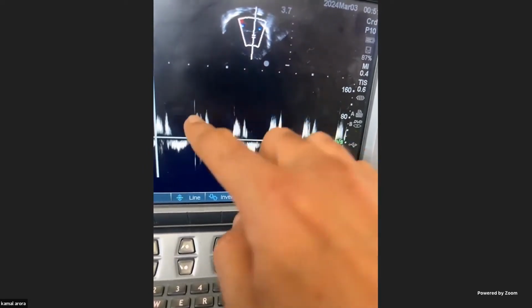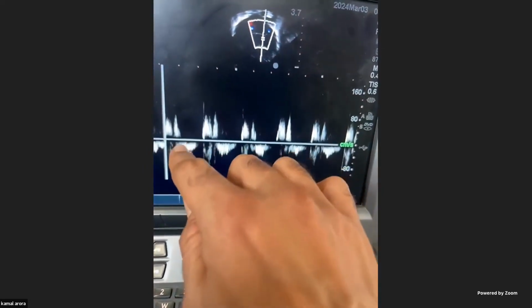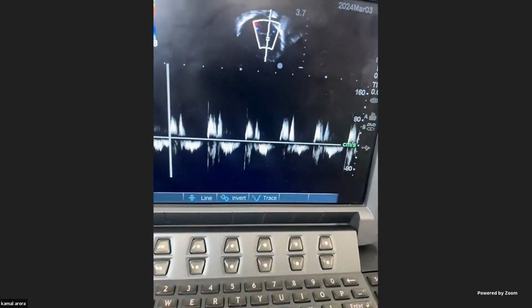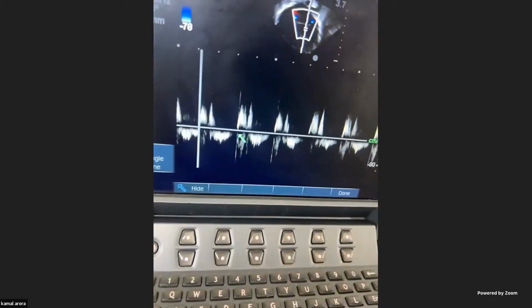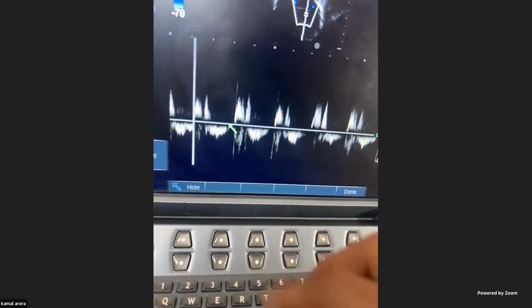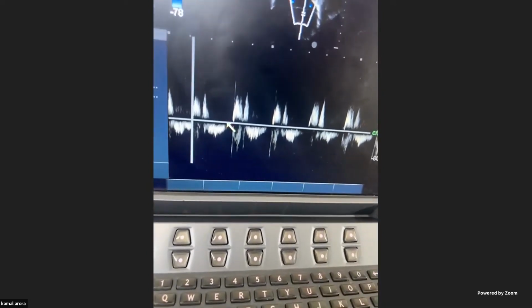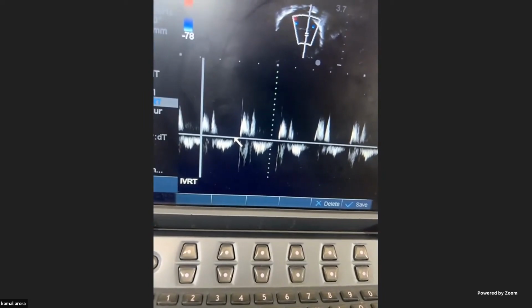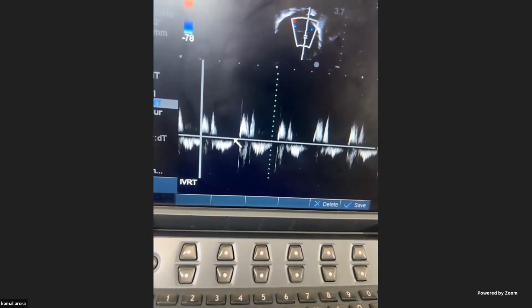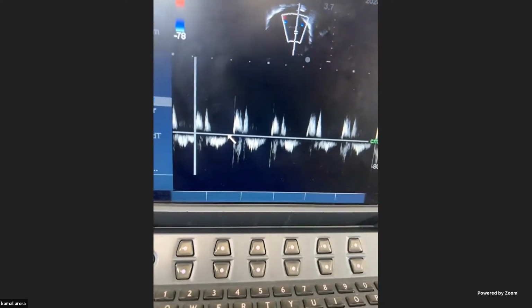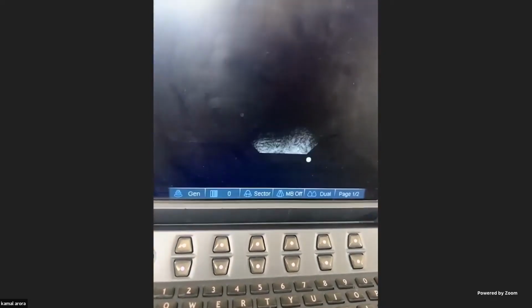Okay, so this is the EA wave. This is where the outflow has ended, and this is where the inflow starts. So this is where the inflow has started, and this is where the outflow has finished. So let me calculate the IVRT. Just a minute. I'll do it.